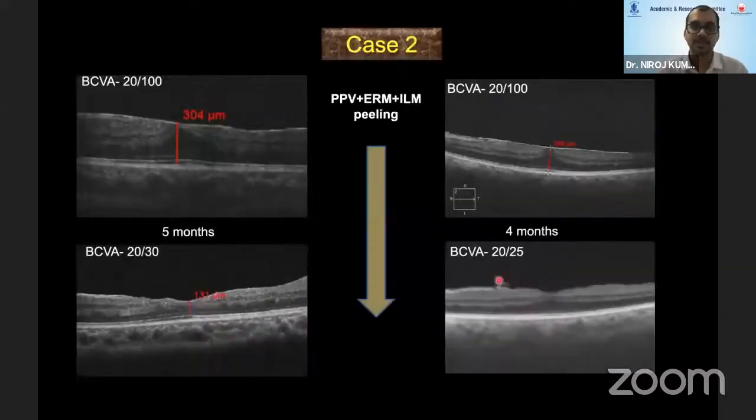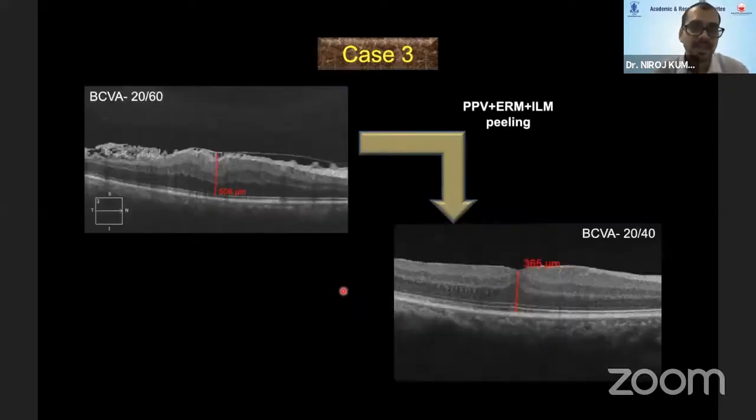So I would like to end with these two case scenarios. These were two cases where we had stage 2 ERM which were operated and resulted in a very good anatomical and functional outcome in both the patients. Whereas in another case where there was a stage 3 ERM, it was operated, although there was some amount of restoration of the inner foveal structures, the visual acuity did not improve to the extent that the other two cases did.